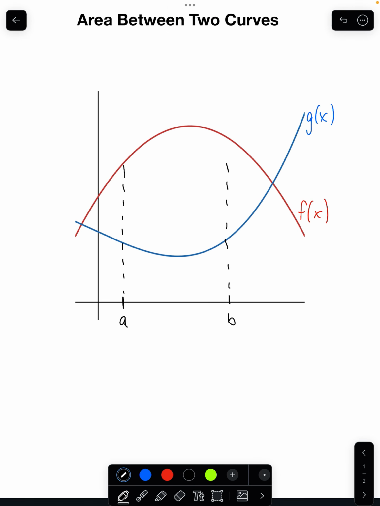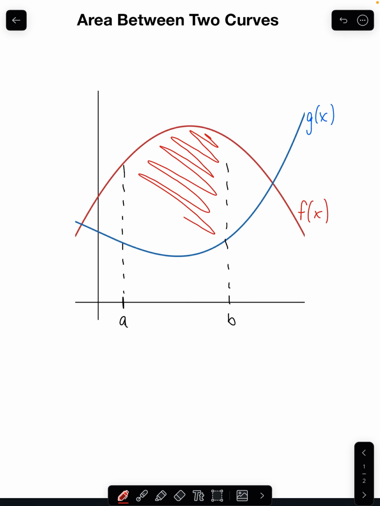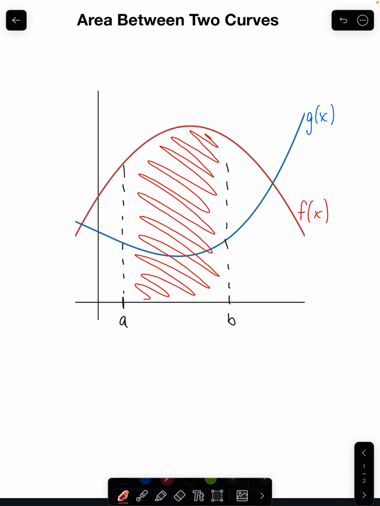To start with, we have the area under the curve of f, which goes all the way down to the x-axis. Now that is obviously more than the region we want. But we also have the area bound by the graph of g of x and the x-axis. And that is the region we don't want.